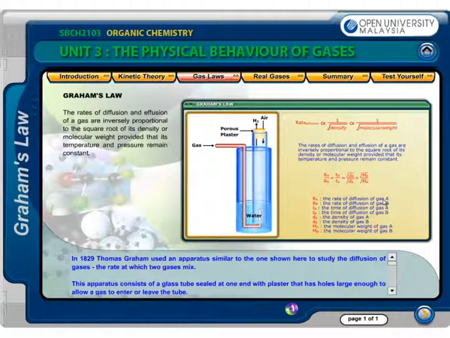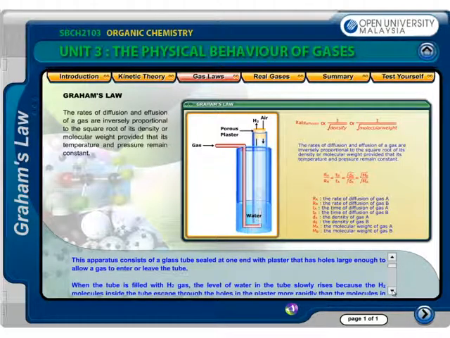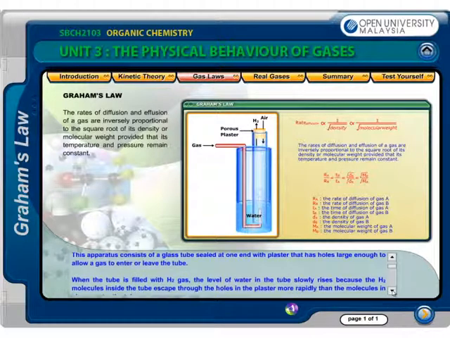In 1829, Thomas Graham used an apparatus similar to the one shown here to study the diffusion of gases, the rate at which 2 gases mix. This apparatus consists of a glass tube sealed at one end with plaster that has holes large enough to allow a gas to enter or leave the tube.